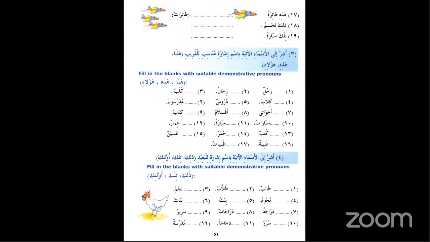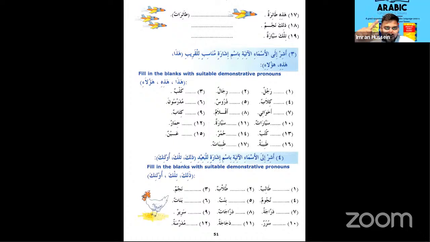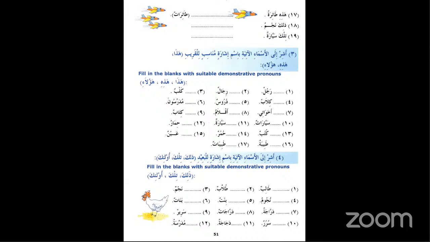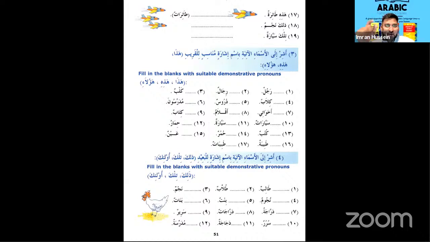Correct. When it says dhalika najmun, it becomes haulai? No. For dhalika, it becomes tilka. Tilka nujumun. Very good question. You look at the singular of the word najmun, for which dhalika is used. The opposite of dhalika, singular feminine, is tilka. So when najmun becomes plural, because it is non-human, it will be tilka nujumun.